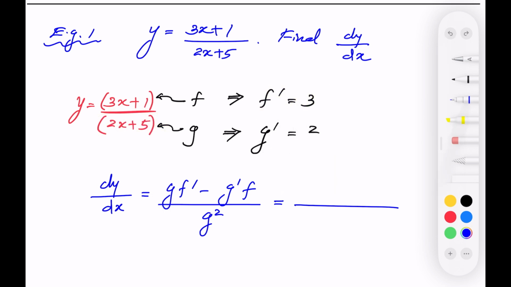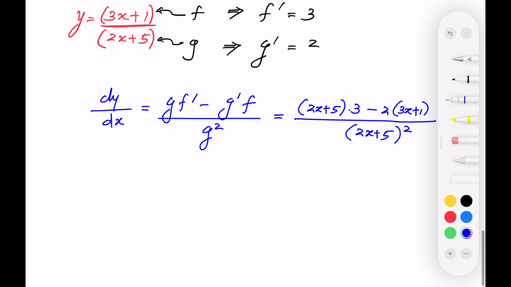So the first term is 2x plus 5 times 3, minus the second term, which is g prime f. G prime is equal to 2. F is equal to 3x plus 1. Therefore the second term will be 2 times 3x plus 1. All of that's divided by g squared. G squared should be equal to 2x plus 5, everything squared.